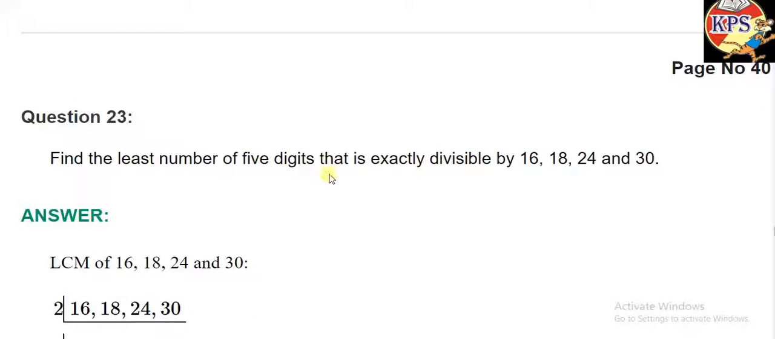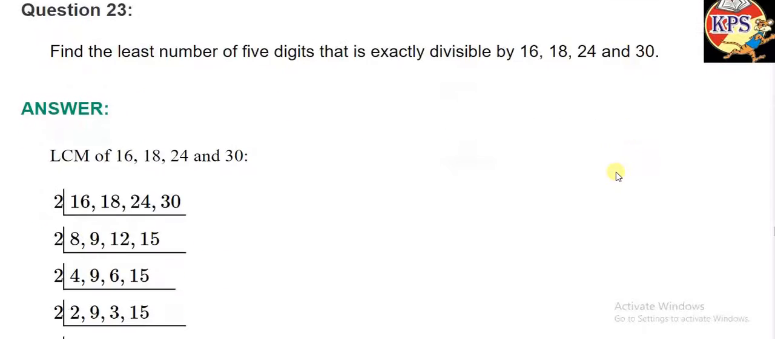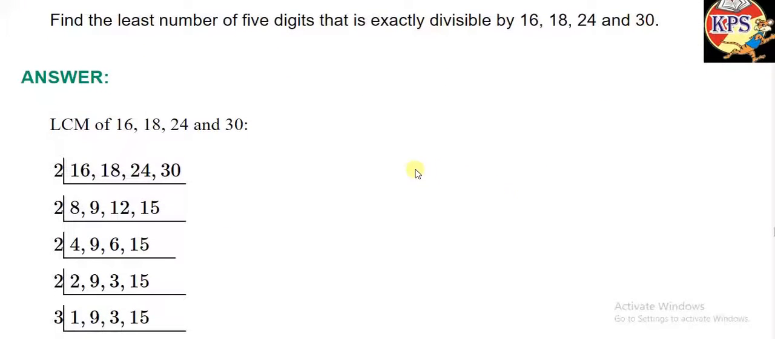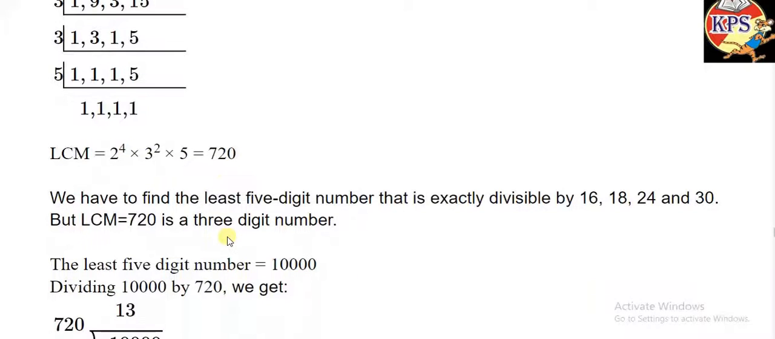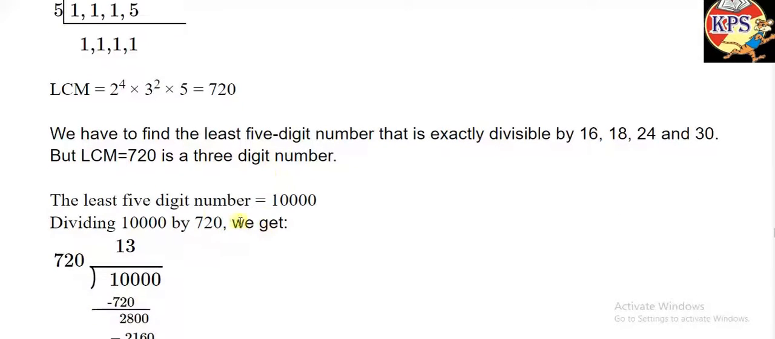Find the least number of 5 digits that is exactly divisible by 16, 18, 24 and 30. So you have to find the least 5 digit number which is divisible by these 4 numbers. First we will find out the LCM. After finding the LCM, we get the answer 720. The LCM is a 3 digit number, and we have to find a 5 digit number. The smallest 5 digit number is 10,000.